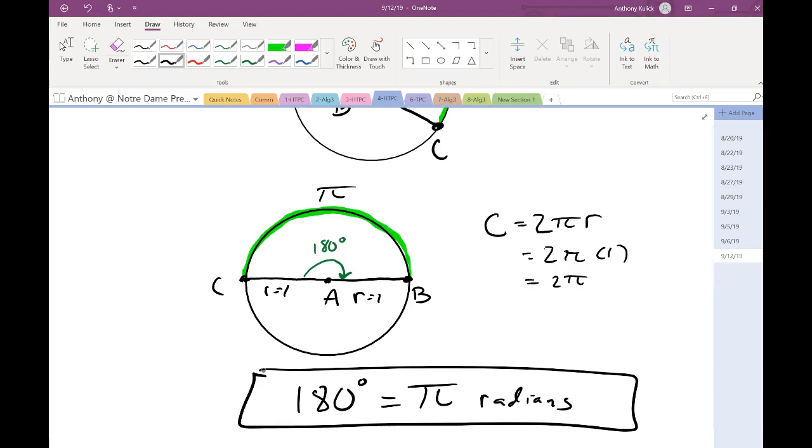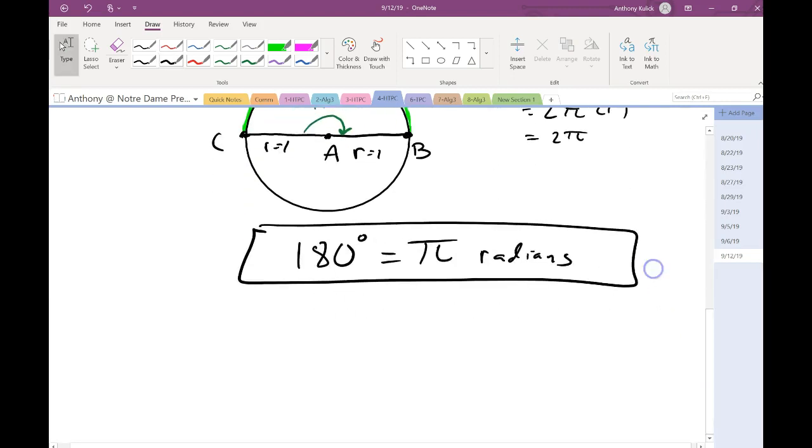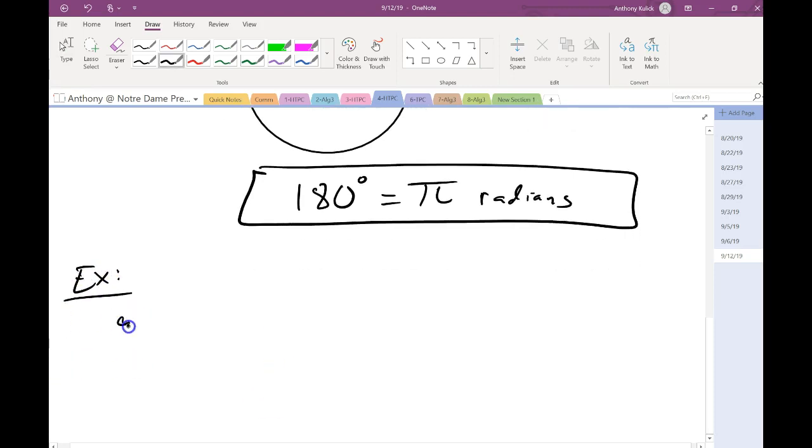Knowing this, it's going to allow us to go back and forth between degrees to radians or radians back to degrees. So let's do a couple of examples of that just to make sure that we have that concept down. So let's say we want to convert 90 degrees to radians.